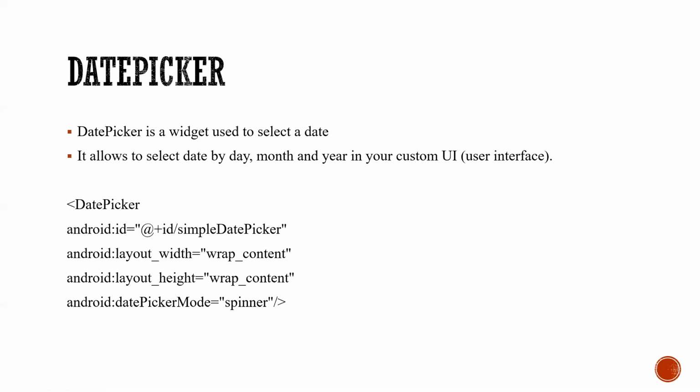Next, we discuss DatePicker. DatePicker is a widget used to select a date. It allows us to select a date by day, month, and year in your custom user interface. The given thing is the tag of a DatePicker. We can set an ID for the DatePicker tag, and also we have the two basic mandatory attributes for that: layout width and layout height.